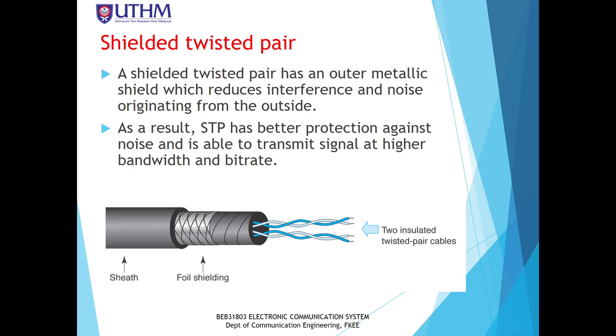Shielded twisted pair. So shielded twisted pair, we have a shield, okay, that encloses the cable, the wire over here. Okay, so shielded twisted pair, also known as the STP, has better protection against the noise and is able to transmit signal at higher bandwidth and bit rate. So it is more immune towards the noise. So the reason we do the shielding is in order to avoid the noise, okay, the interference from other electromagnetic waves from the outside.